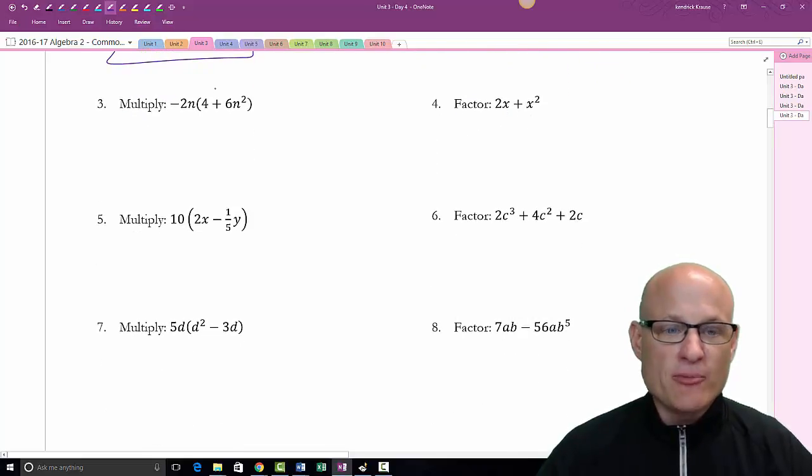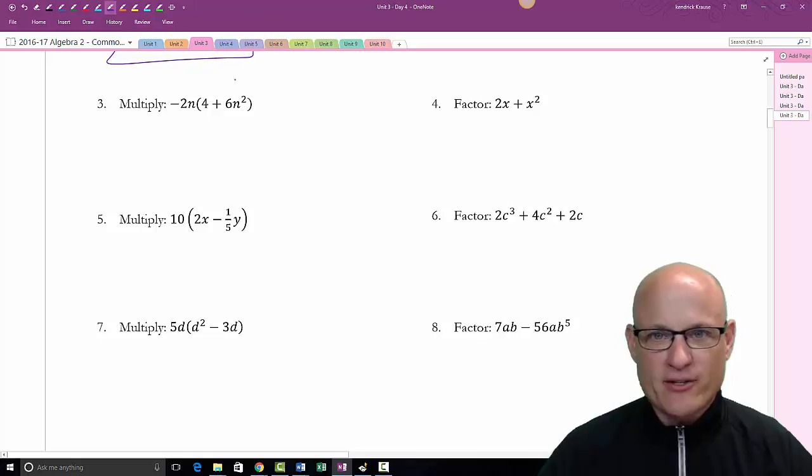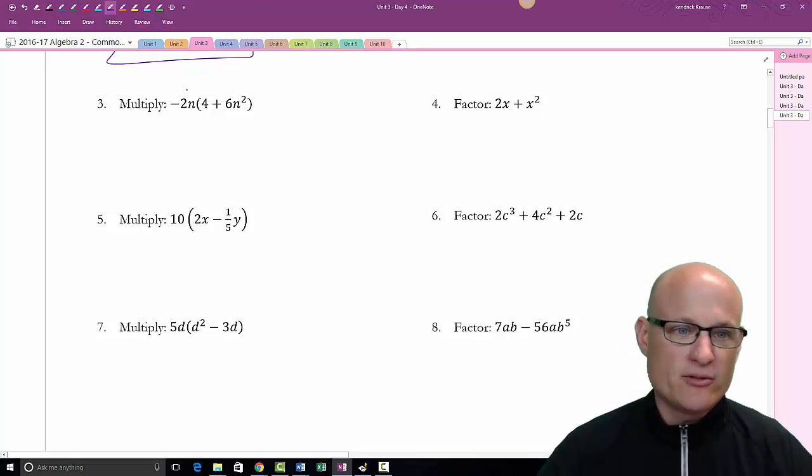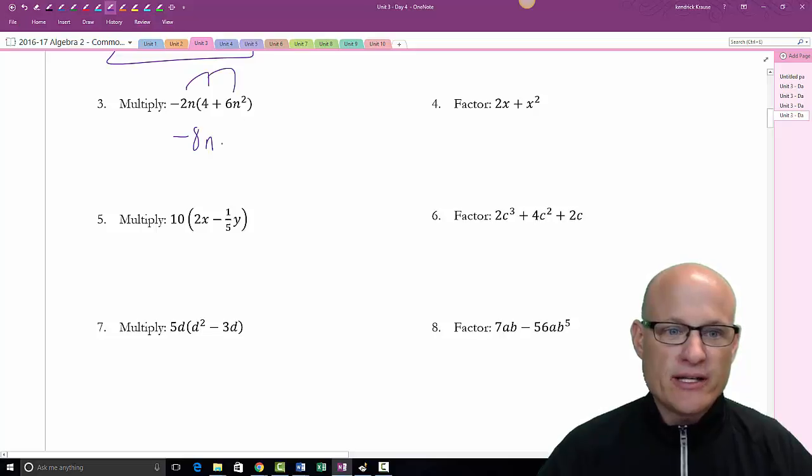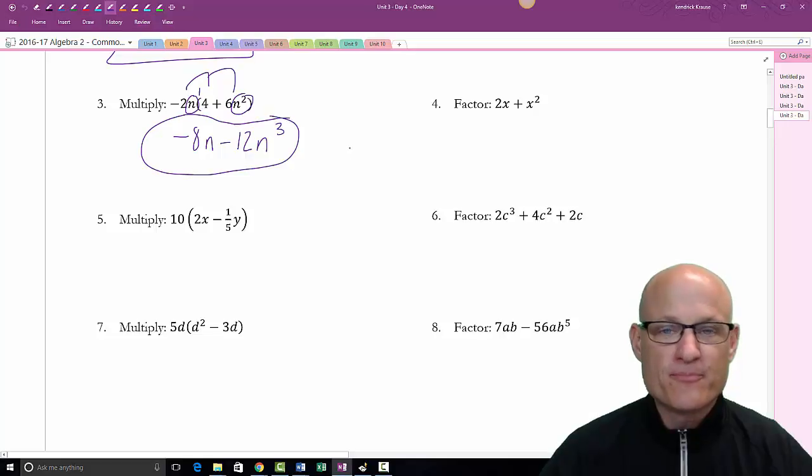Distribute. By the way, if you already think you know these, pause and try them on your own. See how you do. Negative 8n. Negative 12n. Now don't forget, when we multiply, we add the exponents. And there's a 1 right here. So this is n cubed.